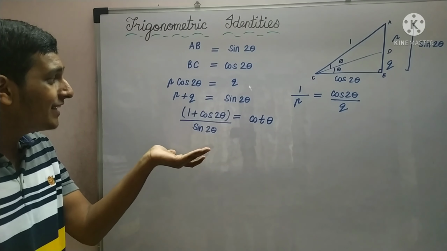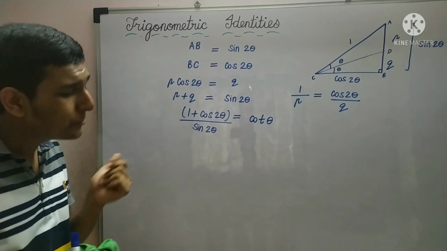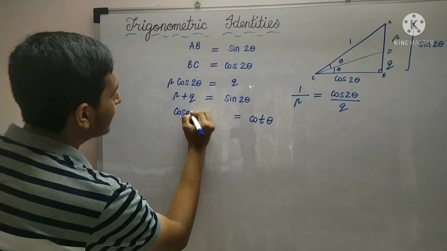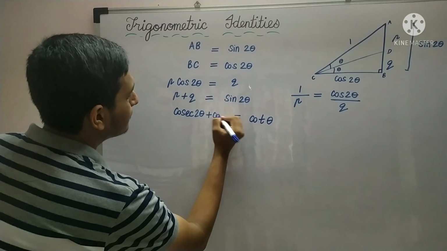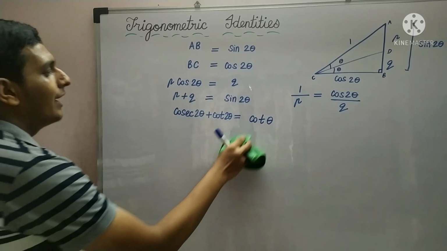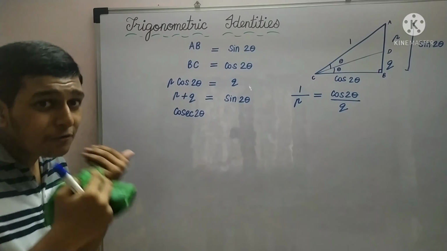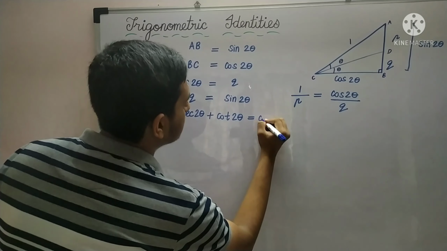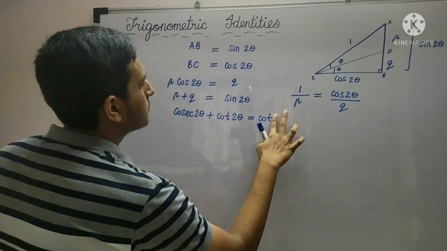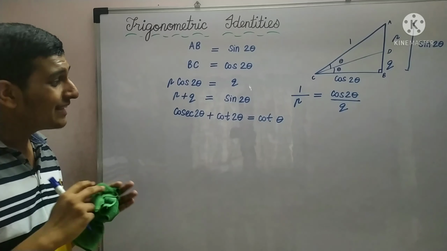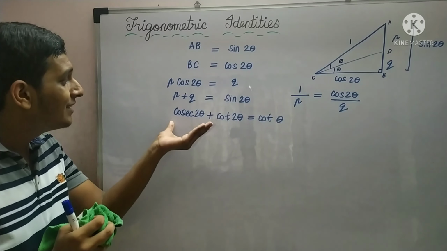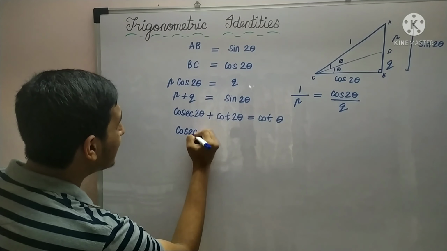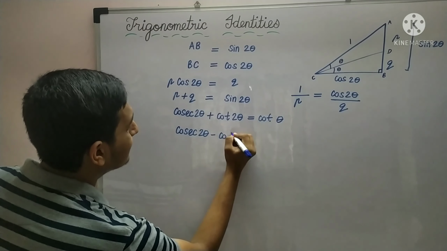If we separately divide each of the terms present in the numerator by sin 2 theta, we change it to cosec 2 theta plus cot 2 theta, and that is how we derive the cot half angle formula using the angle bisector theorem. Not only that, if we flip this equation over, the LHS, thanks to the identity, changes to cosec 2 theta minus cot 2 theta.